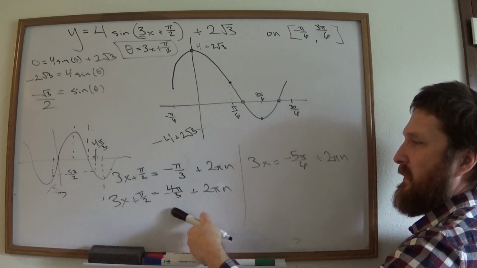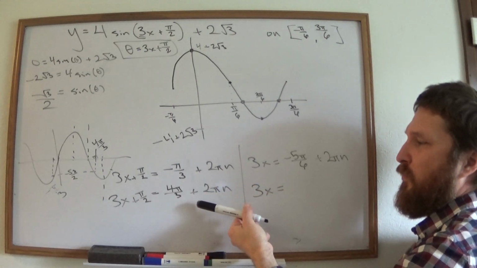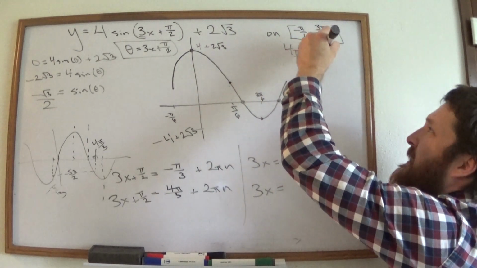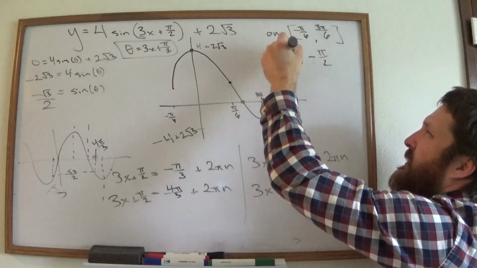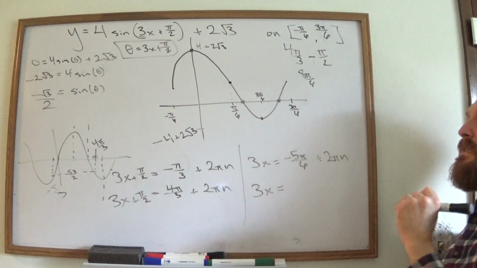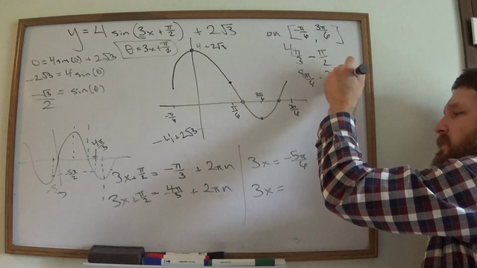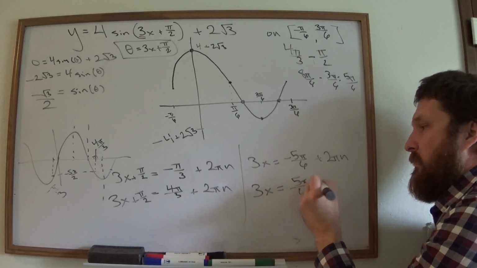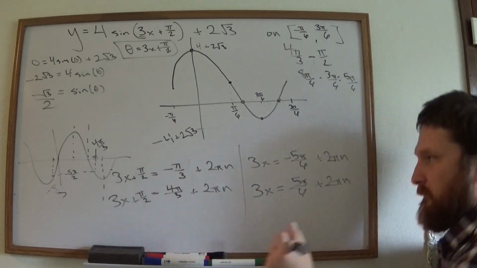What about this guy? Yeah, let's do this guy then. 4 pi over 3 minus pi over 2. That's 8 pi over 6 minus 3 pi over 6, which is 5 pi over 6, so it's the positive one. Plus 2 pi n. So then 5 pi over 18 plus 2 pi over 3 n.